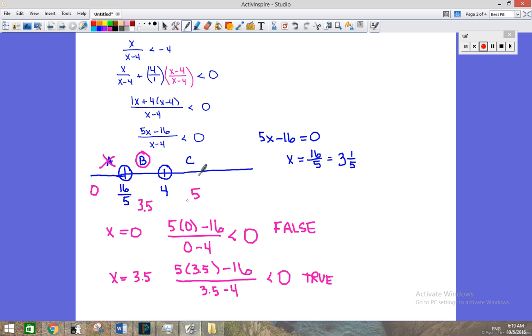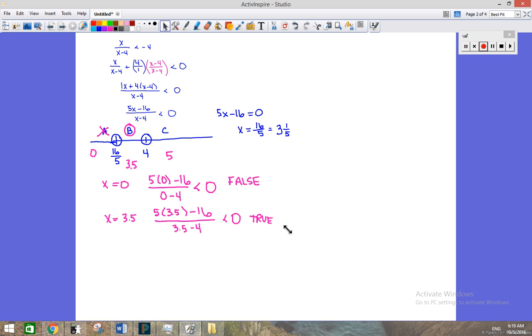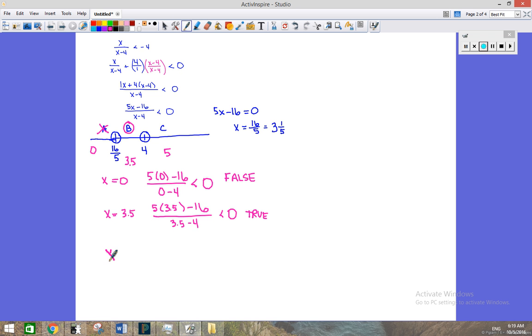What about a number like 5? Let's give ourselves a little bit more room. Five times 5 minus 16 is a positive number. 5 minus 4 is a positive number. Positive divided by a positive is not less than 0. That's a false statement. So since it failed for my test point, it's going to fail for any point in that region. And we are going to shade in between here on B. So let's go back and look.